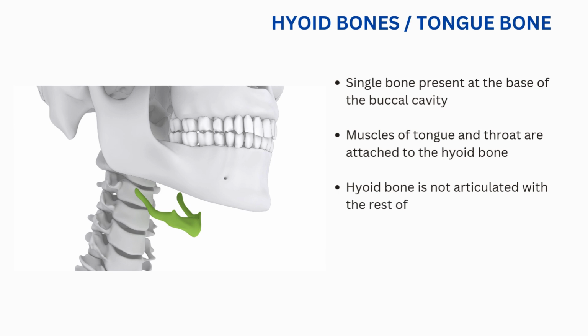So the statement that I have mentioned here, that the hyoid bone is not articulated with the rest of the skeleton. So this means that the hyoid bone is not directly connected to the other bones by joints or articulations. So unlike most bones in the body which are linked together by joints, such as the bones in the arms or the legs, the hyoid bone is floating and does not form a joint with any other bone in the body.